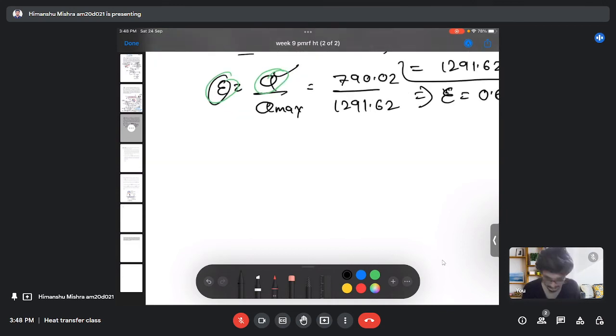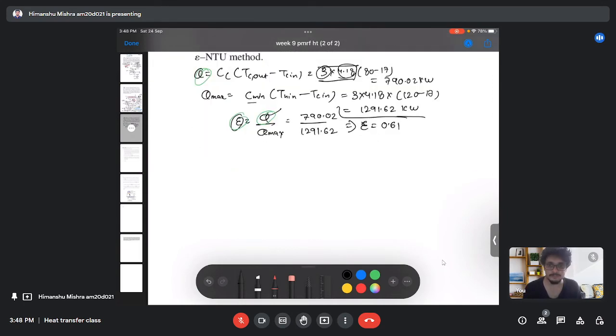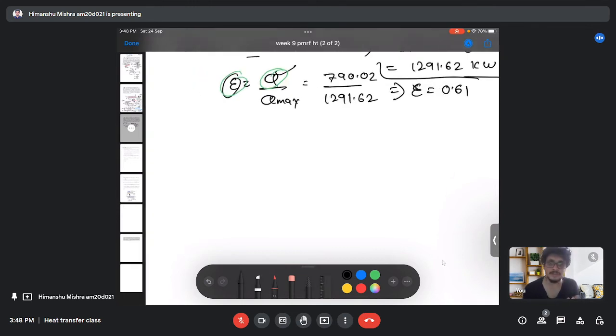from the NTU relation, since we are given that the water is heated by condensing steam, for condensation and evaporation problems the NTU correlation will be quite different. You can check both. There will be a list of correlations given for condensation, evaporation, as well as parallel, counter, and cross flow, various kinds of situations. So in our case, I will be using this relation.